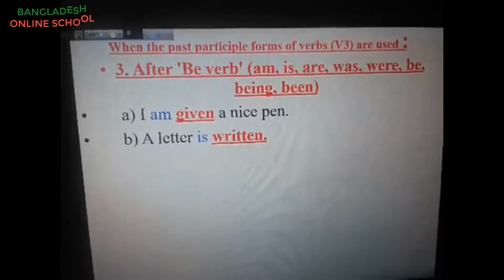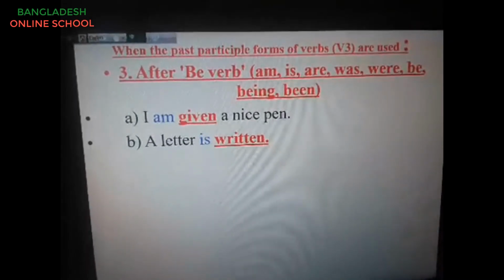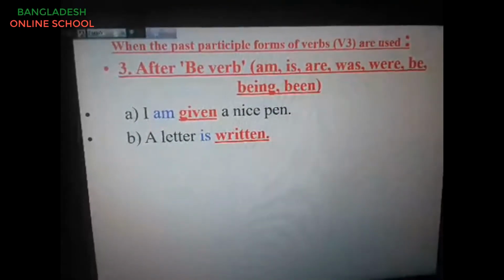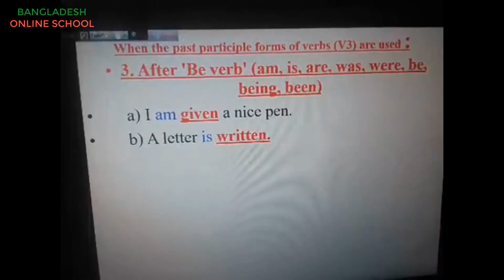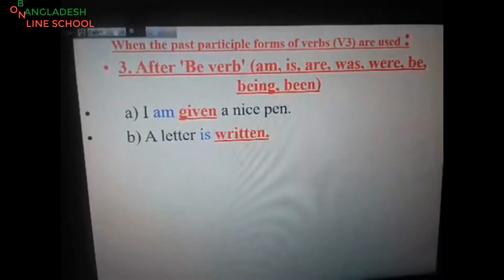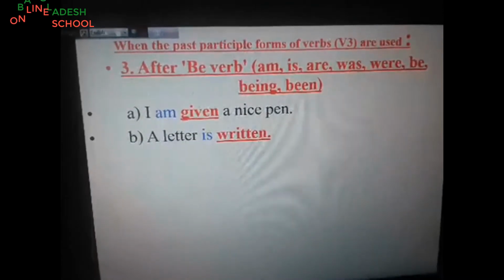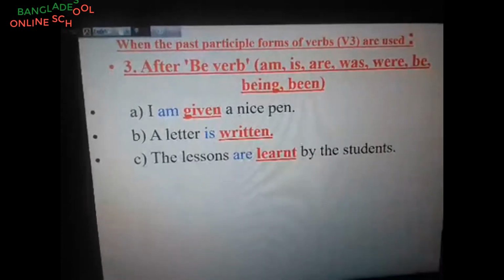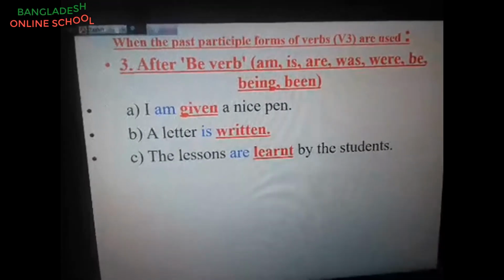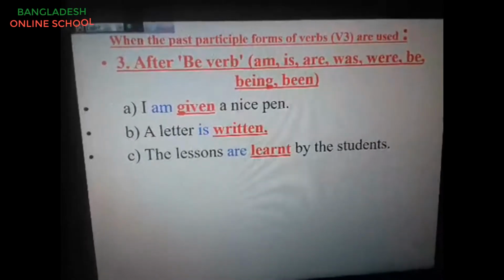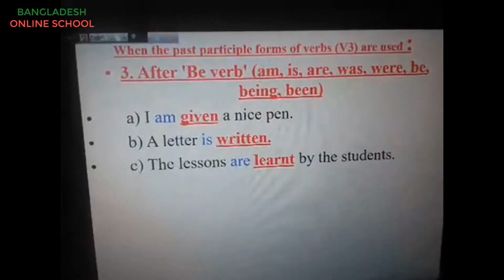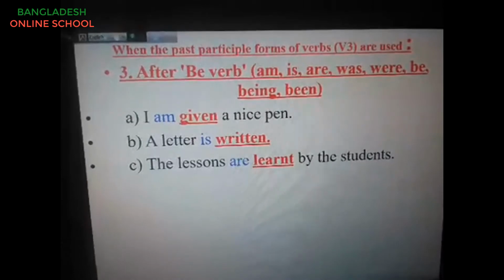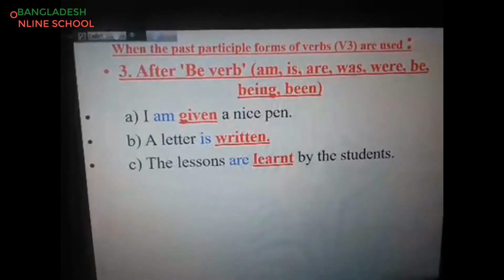In the next example, a letter is written. Here, after is, the past participle form of the verb is used because in this sentence, letter is a non-doer. It is not a doer because a letter does not perform the act of writing. In the next example, the lessons are learned by the students. Here, lessons is a non-doer, and that is why after are, learned, the past participle form, is used.